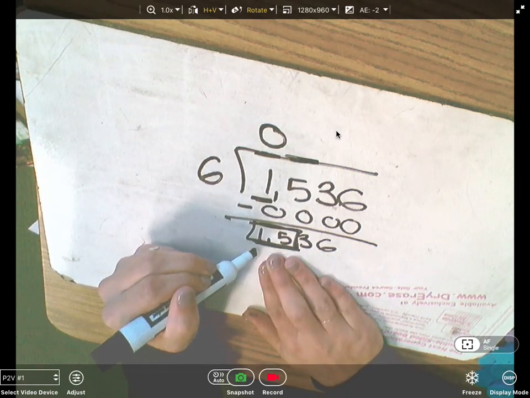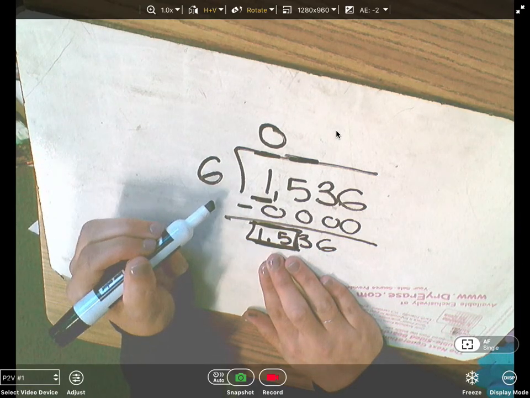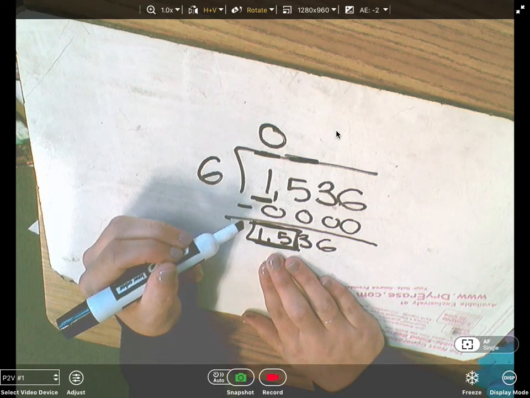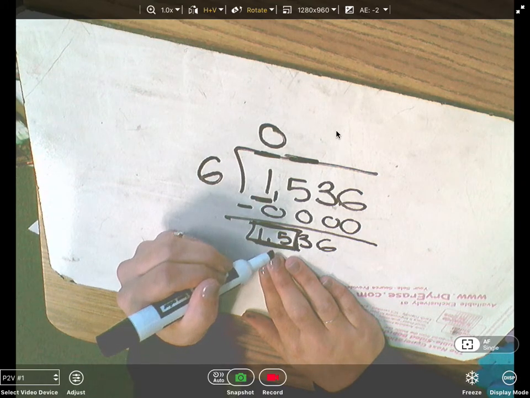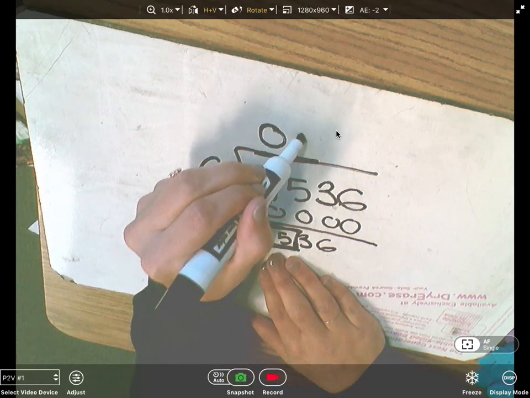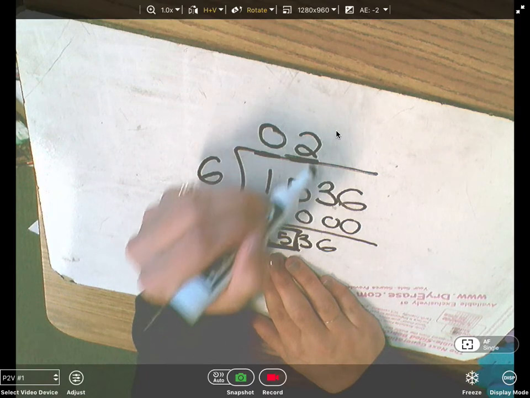So now I'm thinking, what's 15 divided by 6? Well, 6 times 1 is 6. 6 times 2 is 12. That's pretty close. And 6 times 3 is 18. I can't do 6 times 3 because 18 is too many. So I'm going to do 6 times 2. So I'm going to give everybody 2 hundreds.